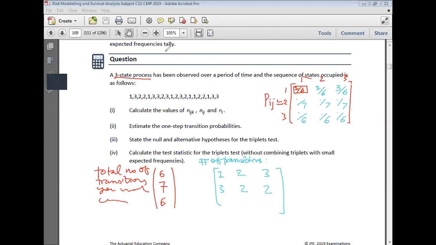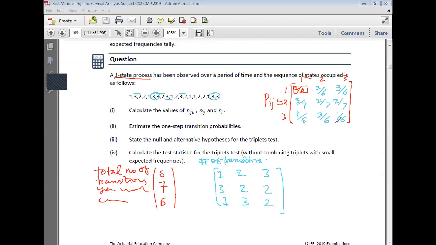Okay, now we'll check for the third row. So what do we have? From 3 to 1. Okay, it's not from 1 to 3, it's from 3 to 1. I guess there's only 1. Now from 3 to 2. 1, 2, 3. I guess that's all we have. And now for 3 to 3, this is 1 and this is 2. Adds up to 6. Done. Right? So now you know the numerators as well. This is going to be 3, 2, 2.